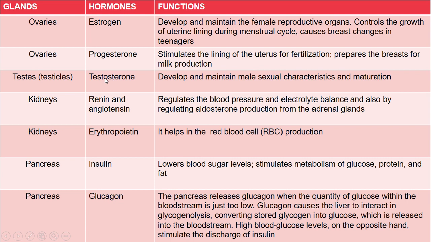The testes or testicles produce the hormone testosterone, which develops and maintains the male sexual characters and maturation. So this is the one that happens for males.